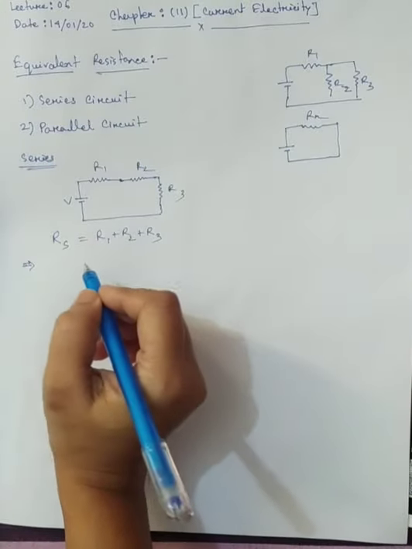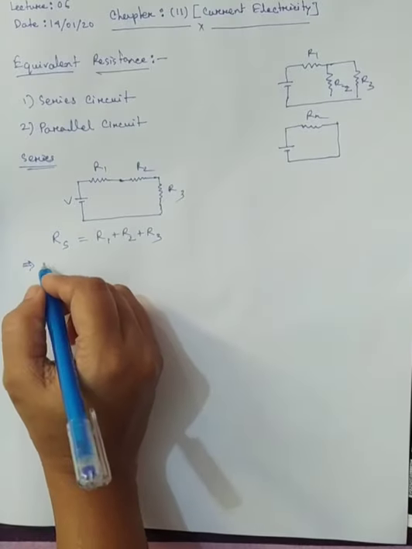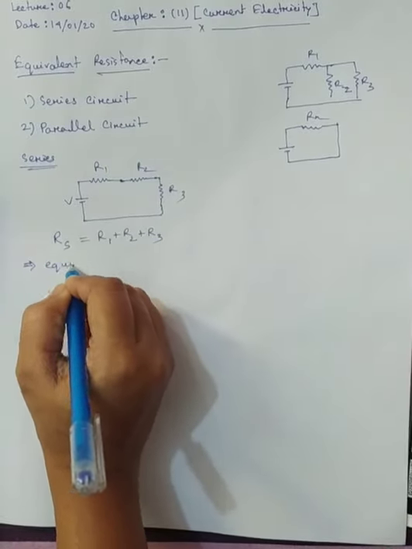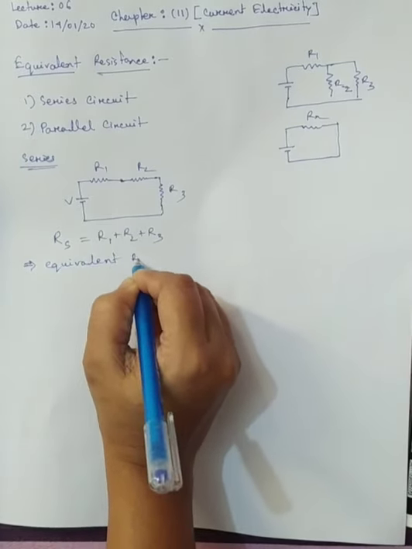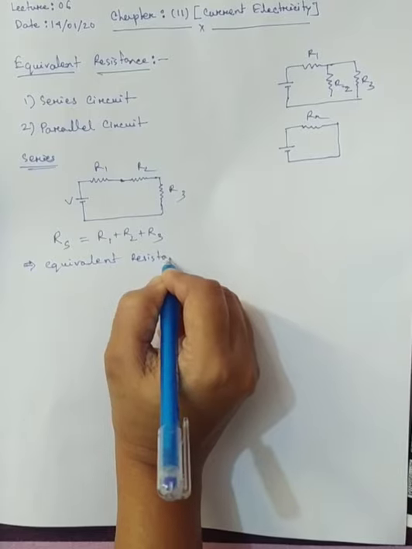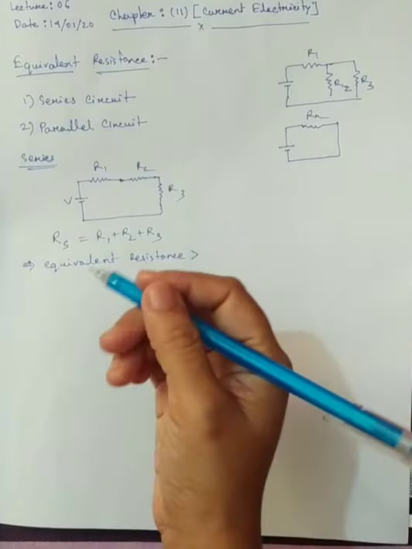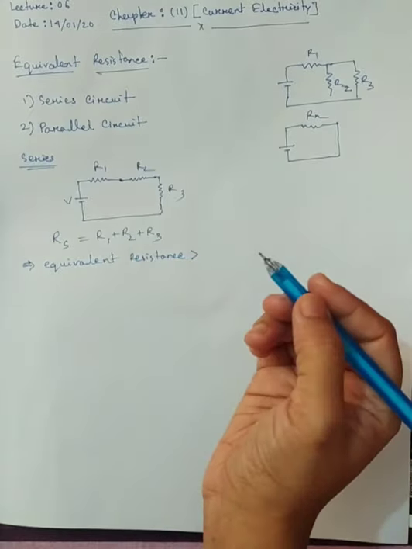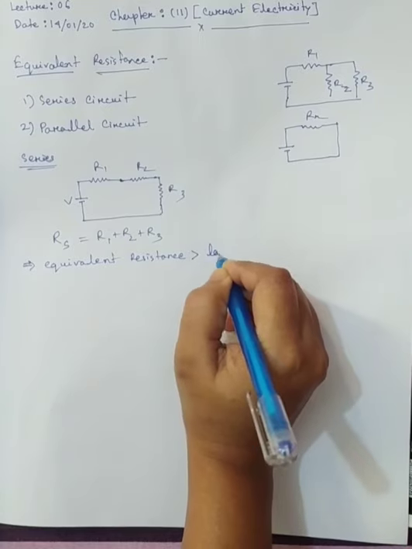In series combination, we have to keep in mind some points over here. First of all, the equivalent resistance will always be greater than the value of the largest resistor.